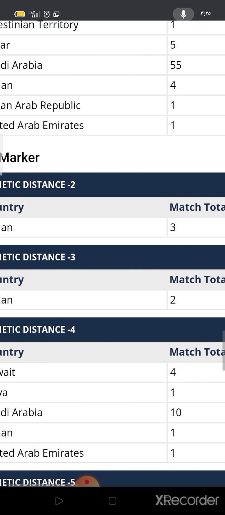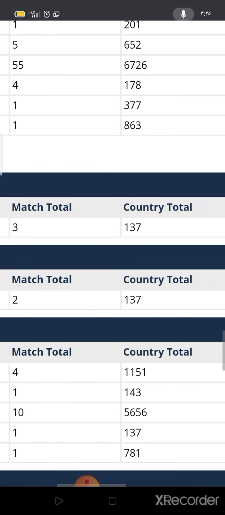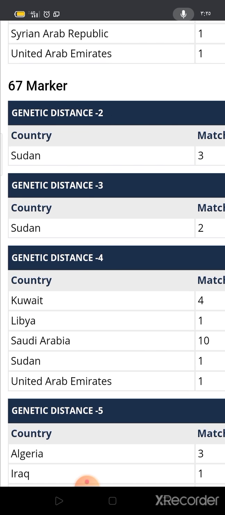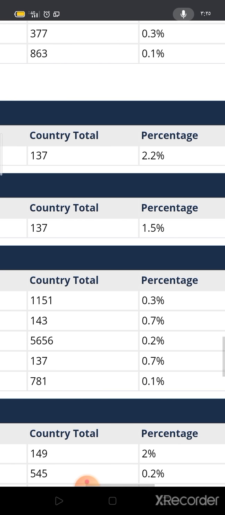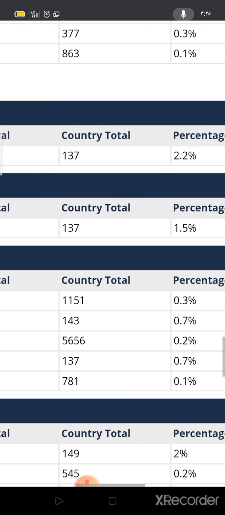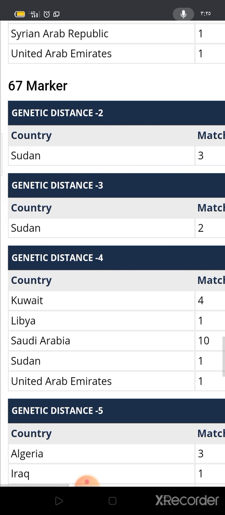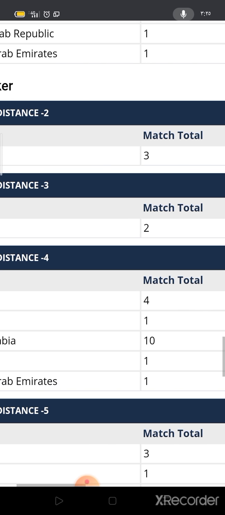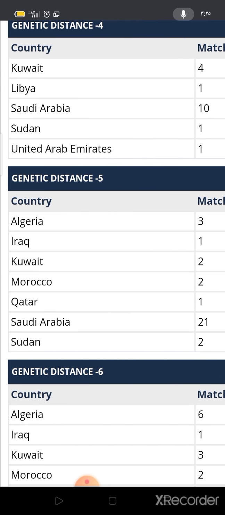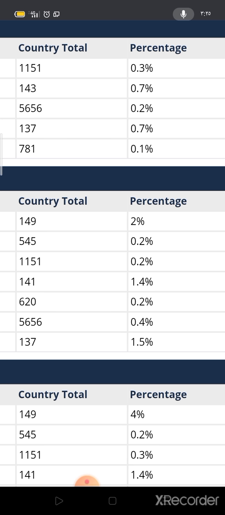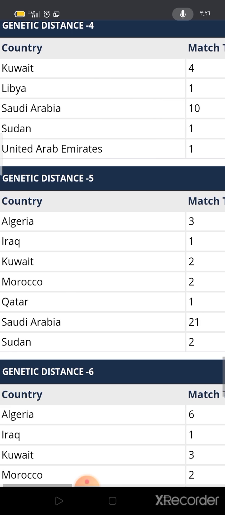Genetic distance 3, another different one, 1.5%. Genetic distance 4, I have 0.7% from Libya and from Sudan. But by number, I have 10 from Saudi Arabia. Genetic distance 5 of the 67 markers, I have 2% from Algeria.